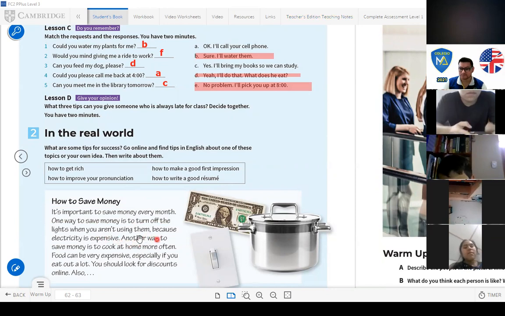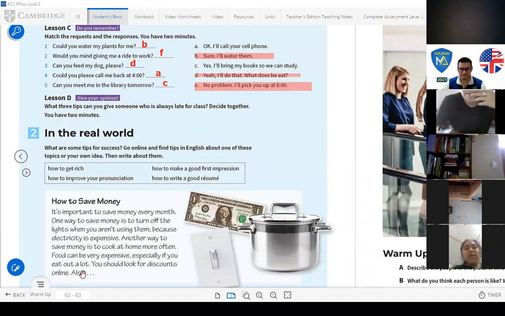Another way to save money is to cook at home more often. Cocinar en casa más seguido también te ayuda a ahorrar dinero, ¿no? If you always buy food, si todos los días vas a comprar comida, pues lógicamente it's gonna be kind of expensive. Va a ser demasiado costoso. Food can be very expensive, especially if you eat out a lot. You should look for discounts online also, ¿no? También si puedes ver algunos descuentos online, te puede ayudar a ahorrar un poco de dinero.